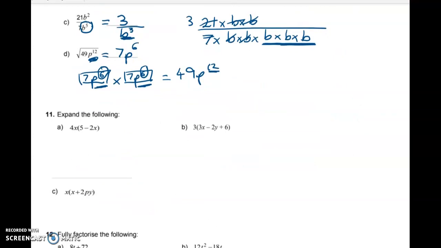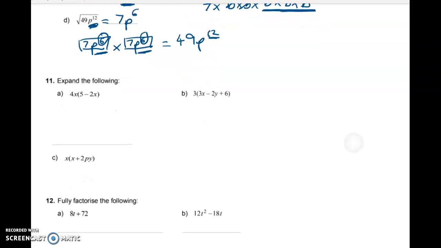Now we're on to the last few, which are some algebra, then some trig and Pythagoras, and some graph drawing. So we're going to expand these. We've done lots of this year. So this is 4x times 5, which gives me 20x.